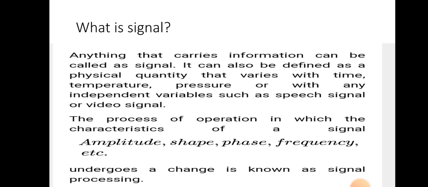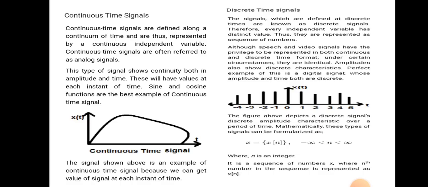Signal processing is what? If the amplitude, shape, phase, or frequency parameters are undergoing any change, then that process is called signal processing. So this is about the signal and signal processing. Now, as we know, there are two types of signals. First one is continuous time signal and second one is discrete time signal.